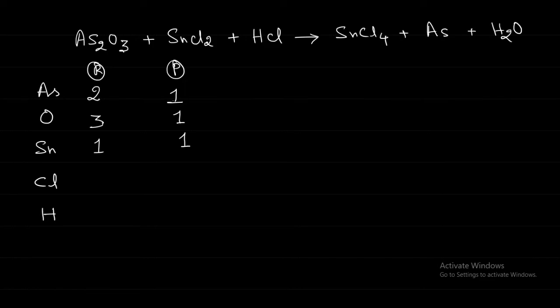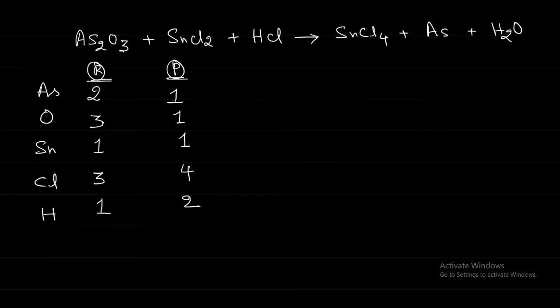Chlorine here 2 plus 1 is 3, and here there are 4. Hydrogen here 1 and here 2. You can all match yourselves also, it is correct. On the reactant and product side, we first wrote how many of each element there are.